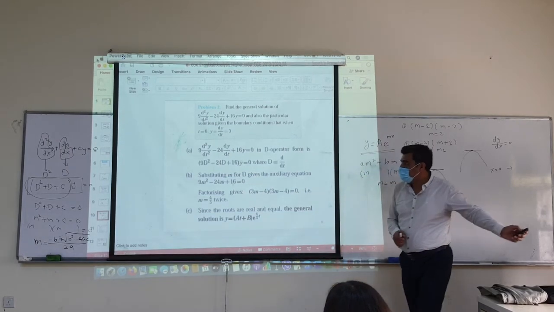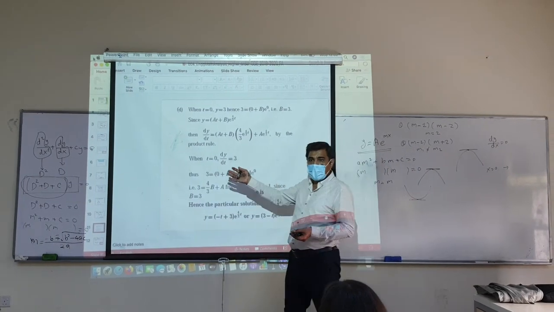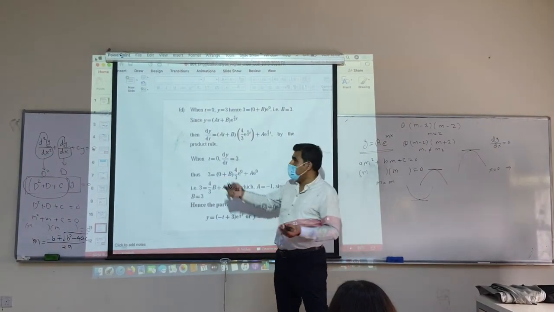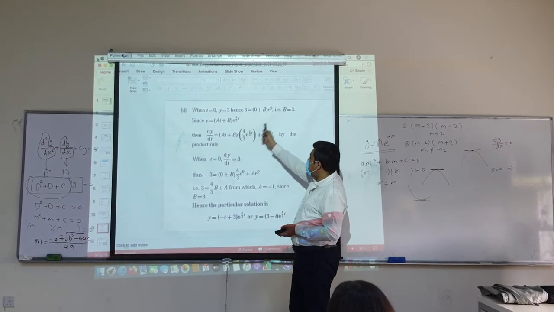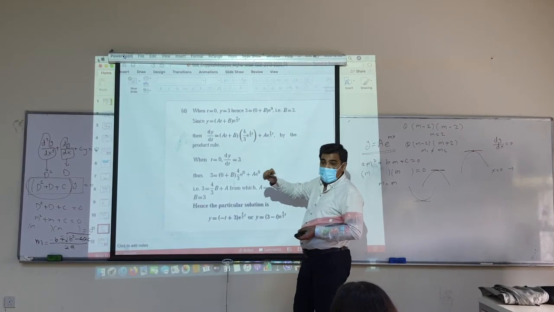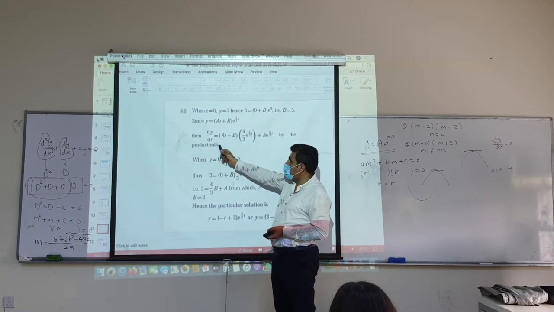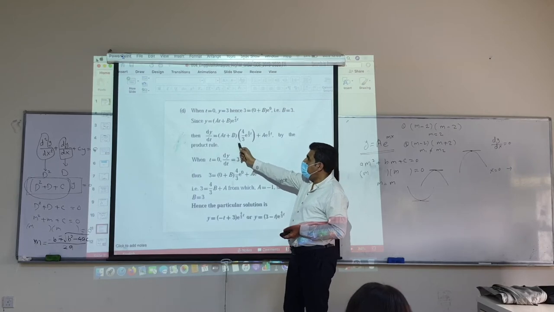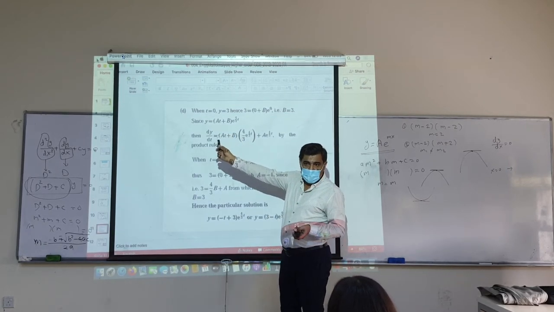Now, next step will be substituting to get the constants. Substituting the boundary condition, you will get, for example, b. Then the same, you are having the main equation, you will take the derivative. What's the derivative of this one?